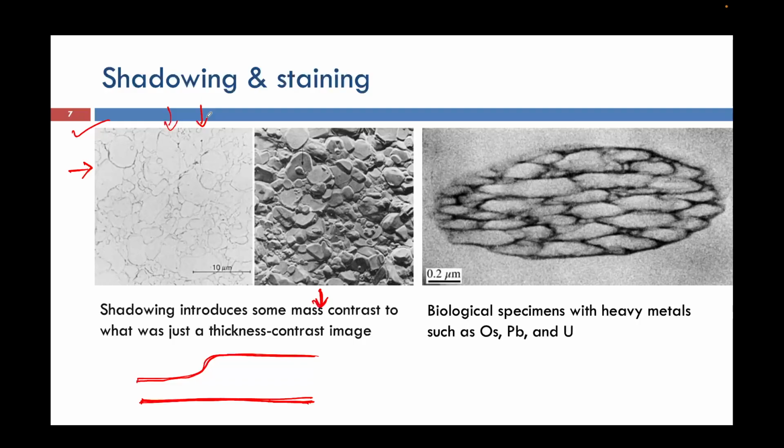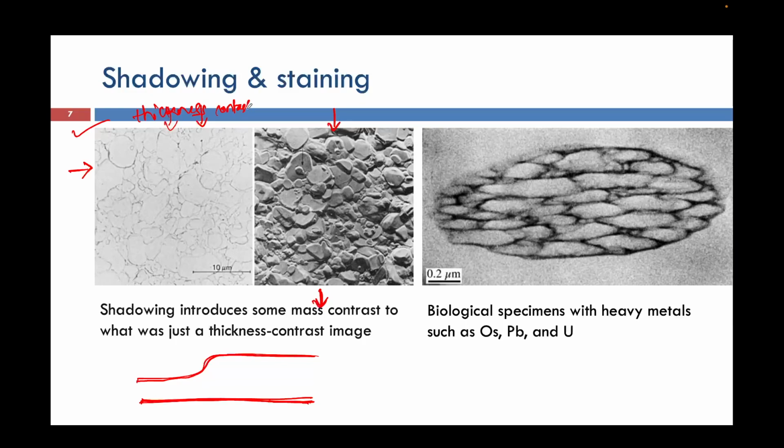But whether it is a completely flat specimen or not, we cannot say simply from looking at this image. So this is the reason we intentionally put some heavy metal or heavy element into this polymeric sample, to introduce a mass contrast. So this is my thickness contrast that I was getting initially.